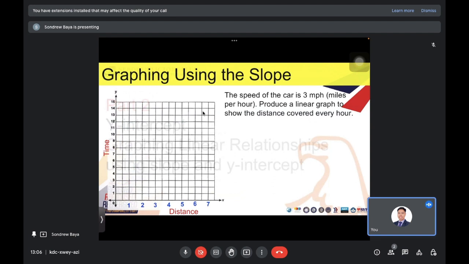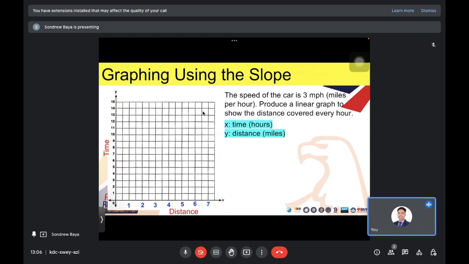So let's say the speed of a car is 3 miles per hour. Produce a linear graph to show the distance covered every hour. So basically, we can graph this if we have a table of values, and we can create a table of values from this as well. But what if we use the slope in order to produce the graph and not the table of values? First, identify the x and the y quantities.